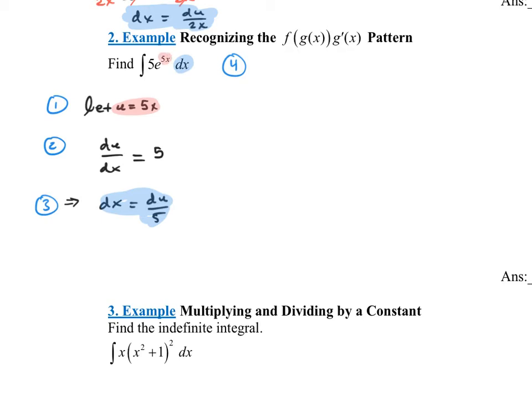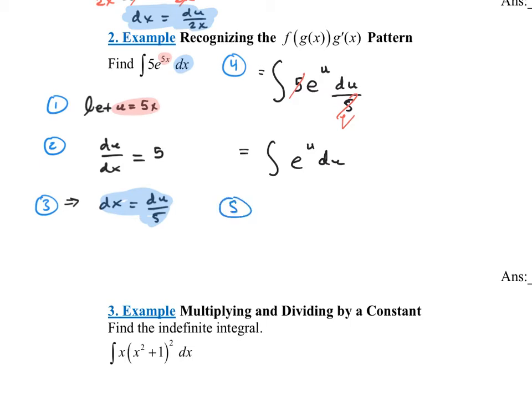So what do we end up with? This would turn into the integral of 5e to the, instead of 5x, that'd be u. And then instead of dx, we'd have du over 5. Well, again, notice what happens. The 5s simplify, and we're left with the integral of e to the u du. Everything's in terms of u, so it looks great to me.